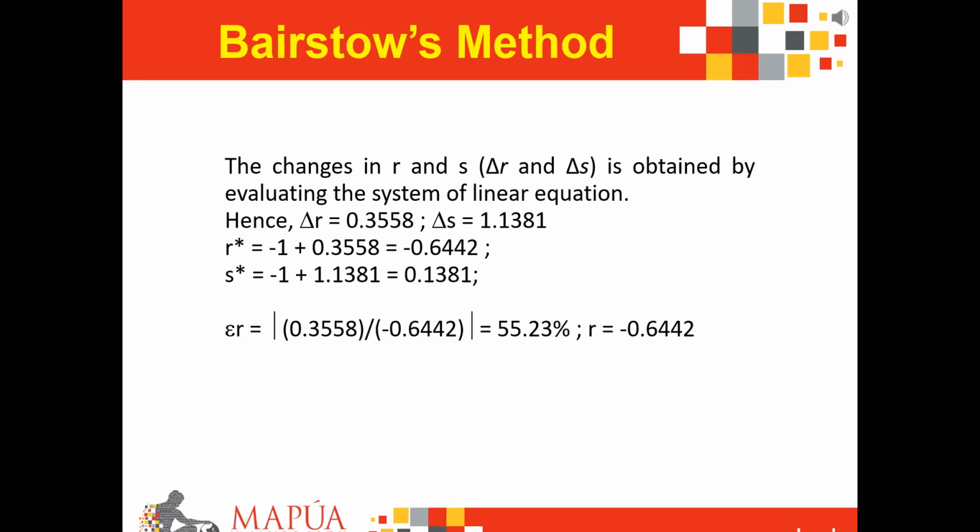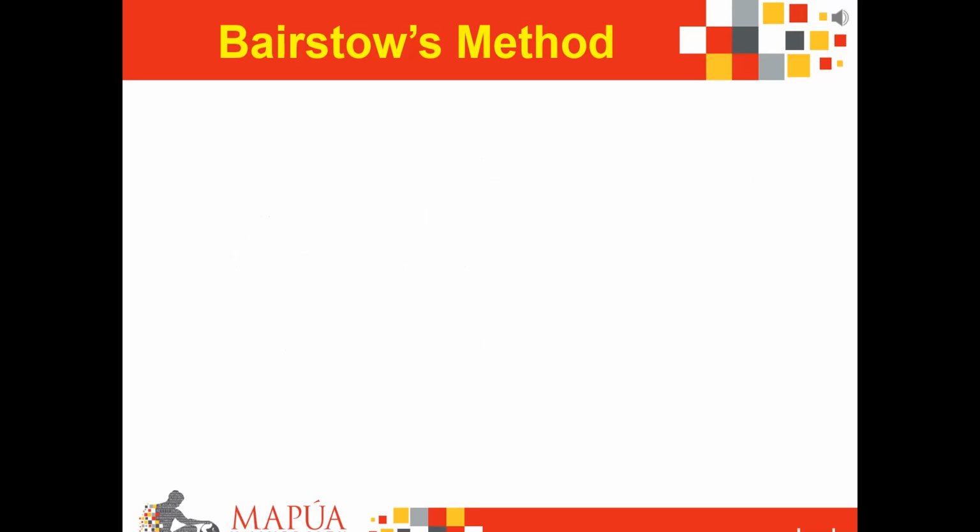An error for R gives us 55.23%, and an error for S gives us an error of 824.1%, which eventually shows us that we need to repeat the process. Hence, we set your previous value of R as negative 0.6442 and your previous value of S to be 0.1381, and we repeat the synthetic division on your given fifth order function.